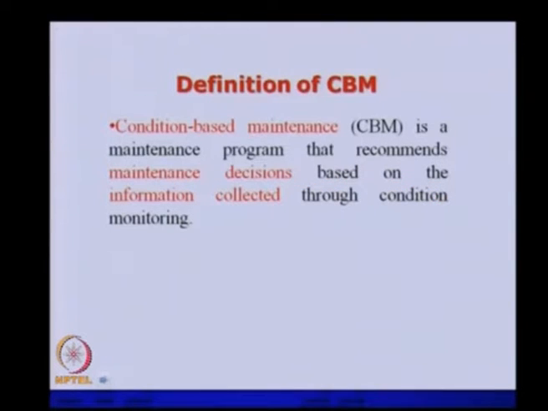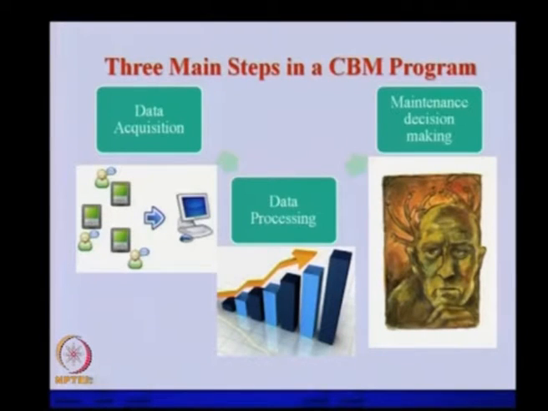So, the abstract definition of condition based maintenance is a maintenance program that recommends maintenance decisions based on the information collected through condition monitoring. So, based on information only we plan the maintenance, not as a scheduled maintenance. In this, there are three basic components in the condition based maintenance program. One is data acquisition.